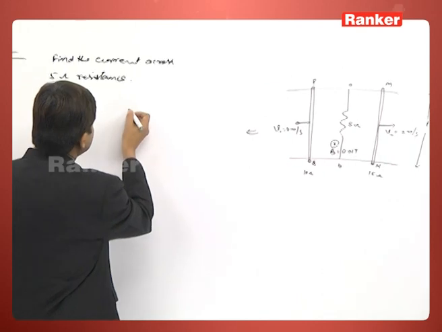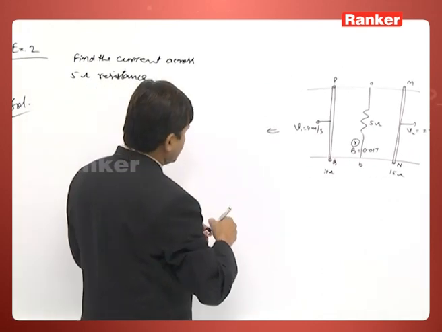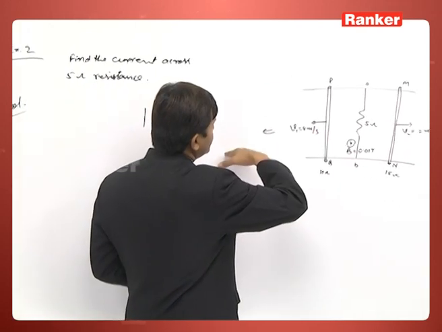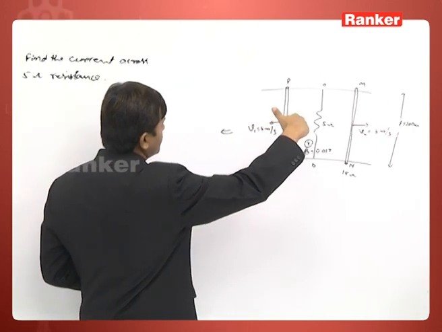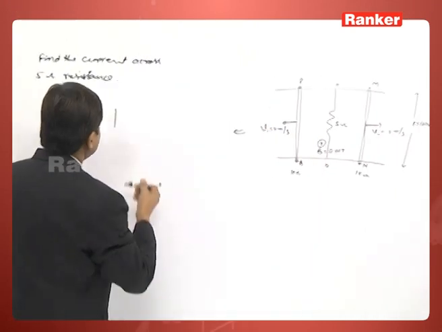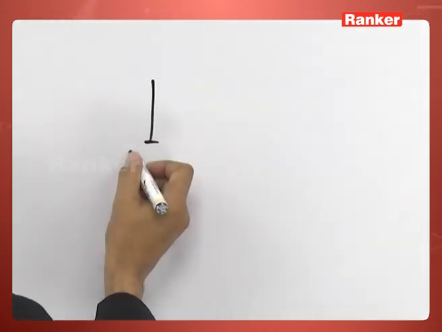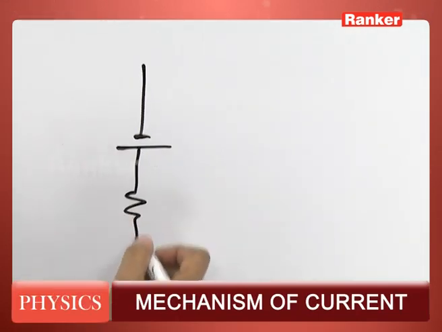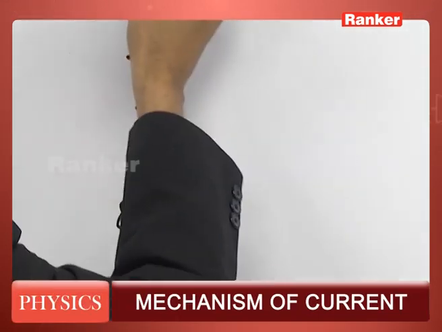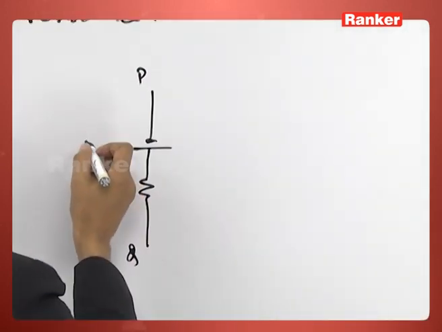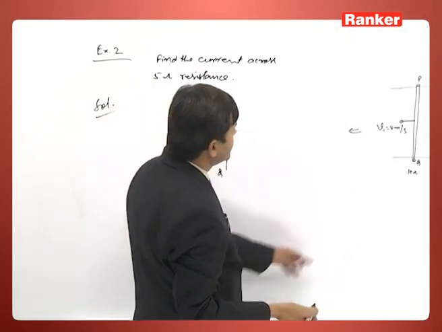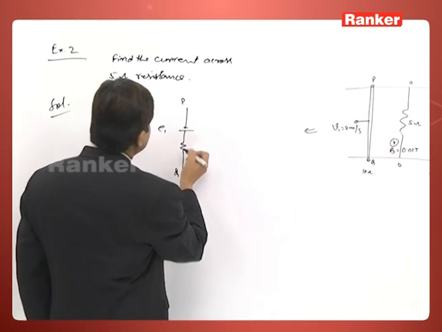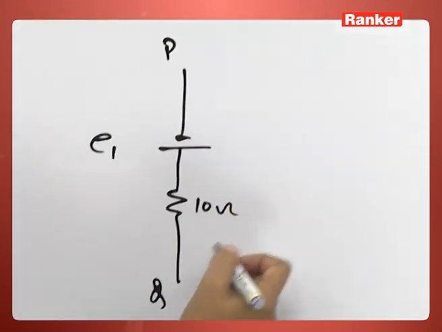In place of P and Q, velocity is on this side and the magnetic field is inward, so Q will be at higher potential. So we can have it like this: this is point Q, this is P, and let the EMF be E1, and since the resistance is 10 ohm, this value here is 10 ohm.